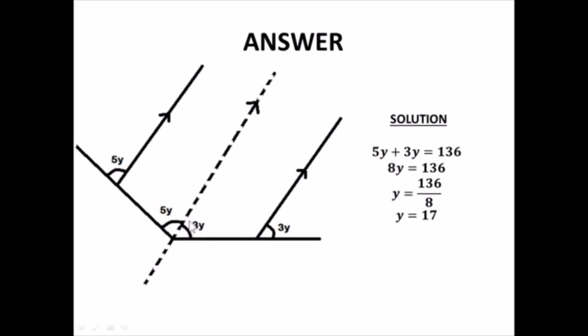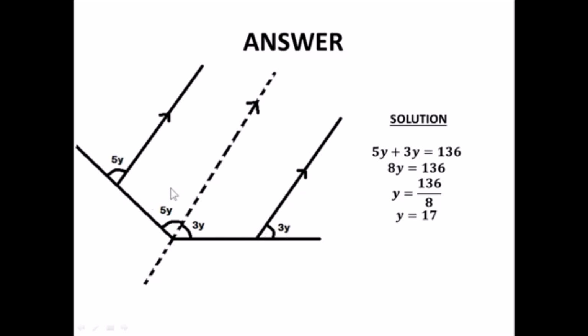But in the question we are given that the total angle here is 136. So the total angle here, which is 5y plus 3y, will give us 136. That's what we are having here: 5y plus 3y gives us 8y, which is equal to 136. Divide both sides by 8, and you get y as 136 divided by 8, and y is equal to 17. So our y is equal to 17. Then if you have to find this angle here, you'll have 5 times 17. If you have to find the angle that is here, you have 3 times 17. That will give us the angle that is there.